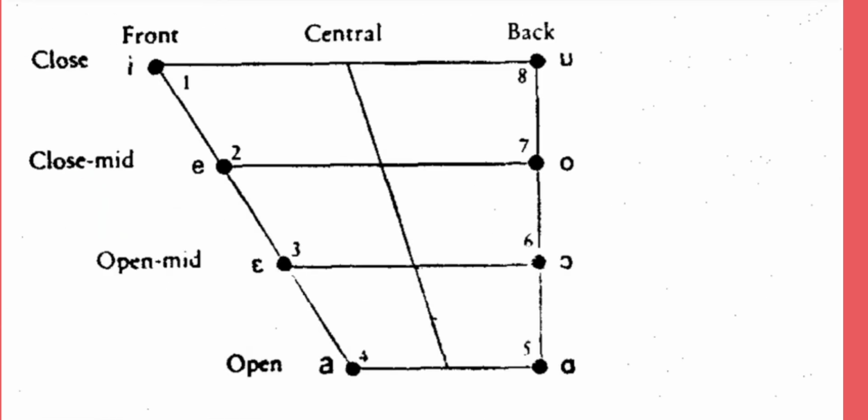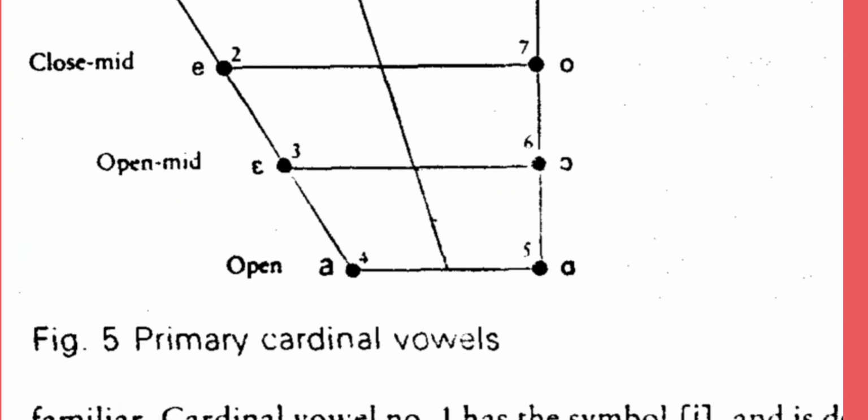Close, front, number 1, E, and back, number 8, U. Close mid, number 2, A. Back, number 7, O. Open mid, number 3, A. Back, number 6, O. Open, number 4, A. Back, number 5, A. This is the figure 5, the primary cardinal vowels.